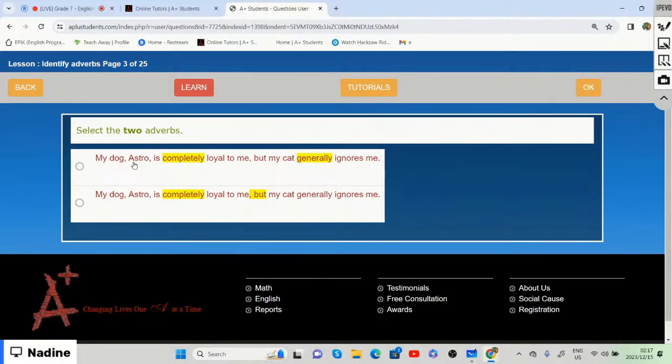My dog Astro is completely loyal to me, but my cat generally ignores me. We need to select two adverbs. Is it completely and generally, or is it completely and but? So completely and generally, or completely and but.